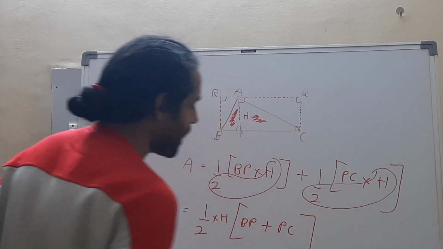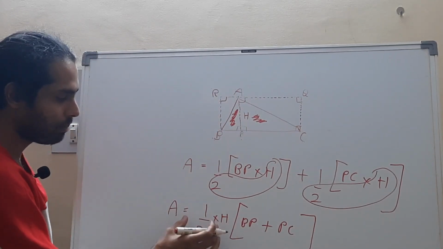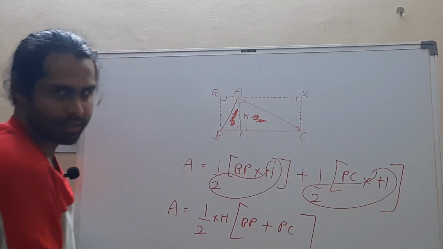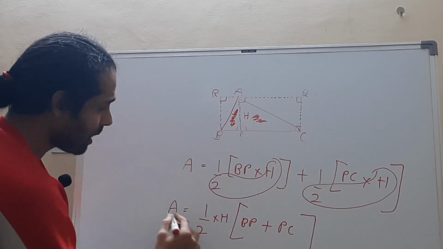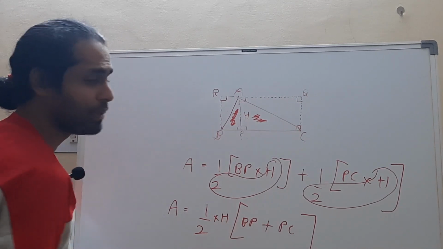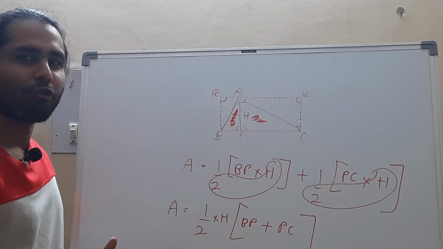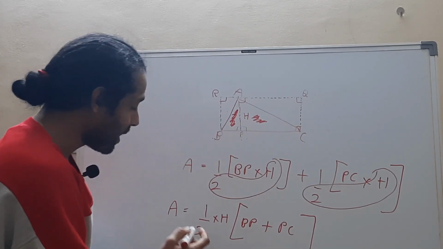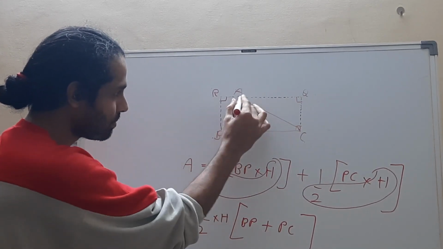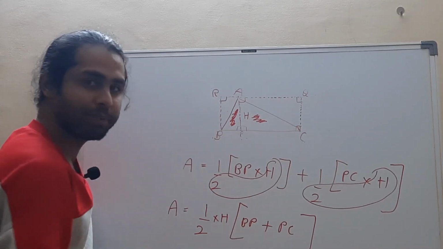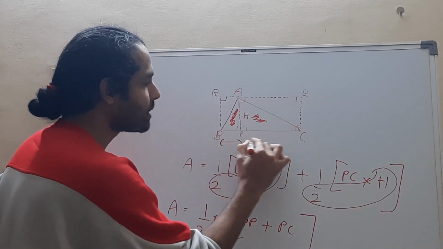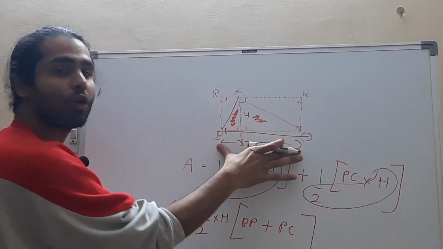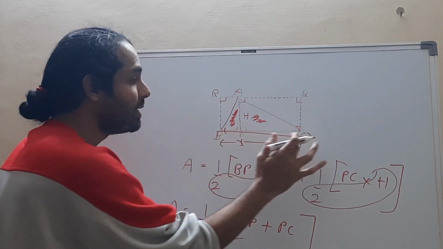If you have a doubt as to how that happens, you can actually open it out again. Multiply this with BP, you will get back this. Multiply this with PC, you will get back this, right? So now I have half into H into BP plus PC. And now we come to our formula for the area of a triangle, because now I have half into height. And what is BP plus PC? BP plus PC is actually the total length of the base of this triangle, BC.